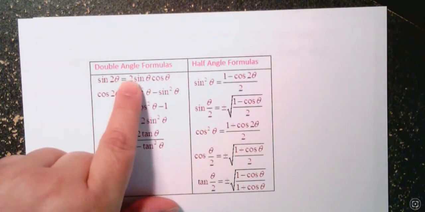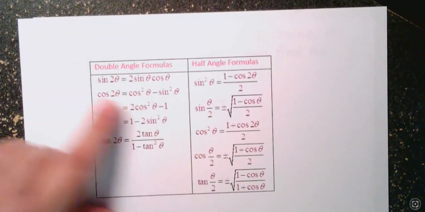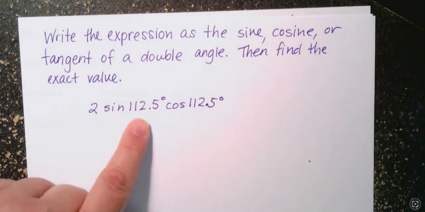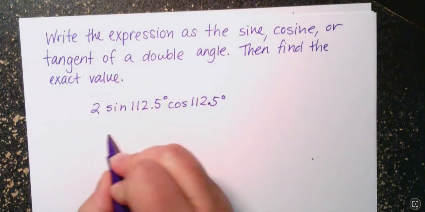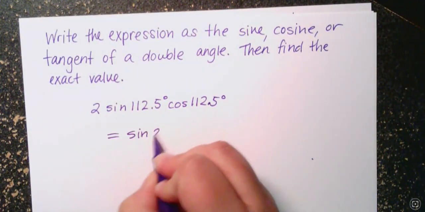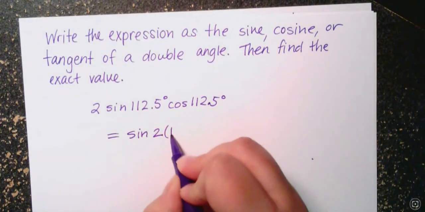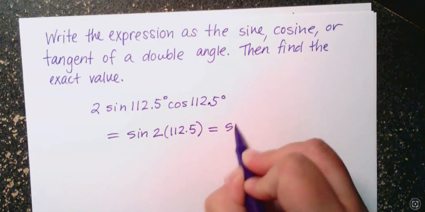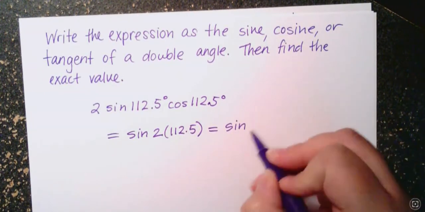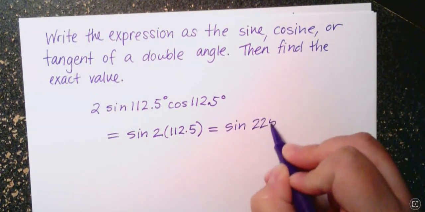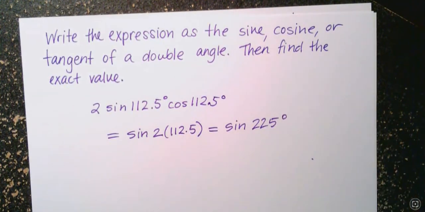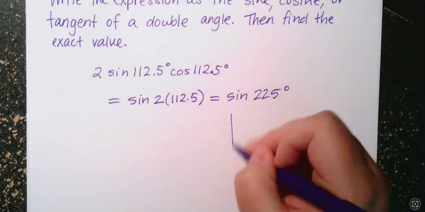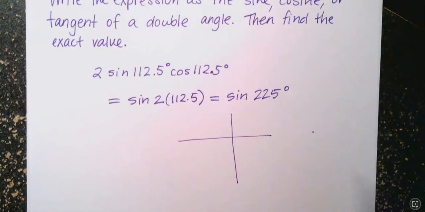So 2 times the sine of an angle times the cosine of an angle is the same as the sine of 2 times that angle. So it's going to be the same as the sine of 2 times, and here my angle is 112.5, which is the sine of 225. It says, then find the exact value. Well, thankfully, 225 is an exact unit circle location.